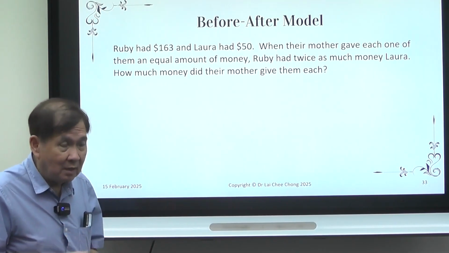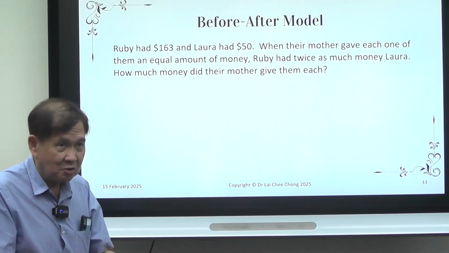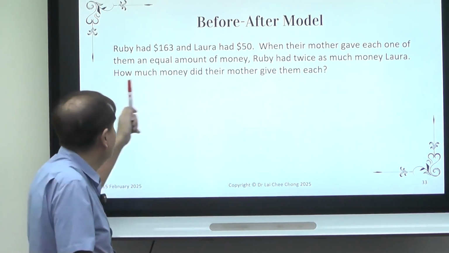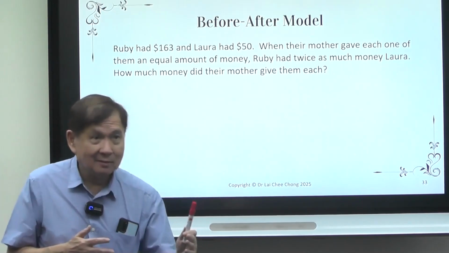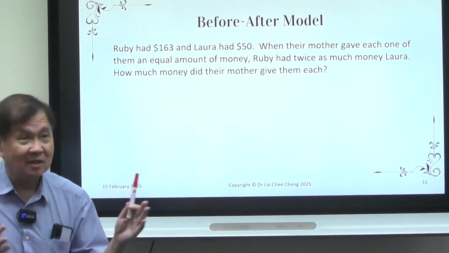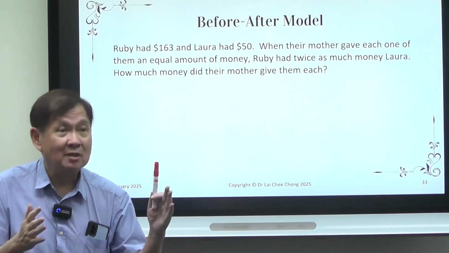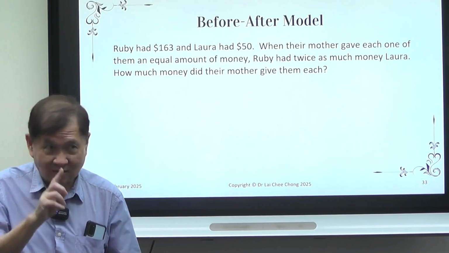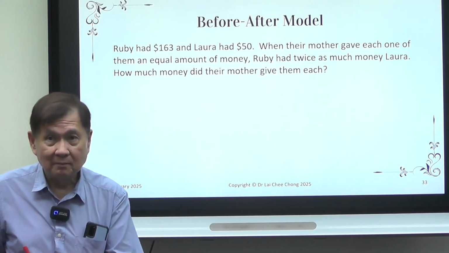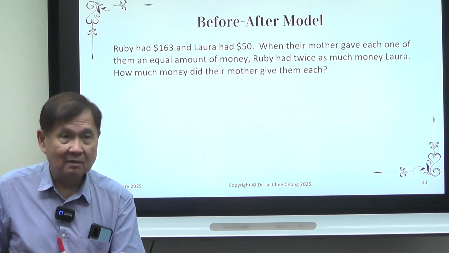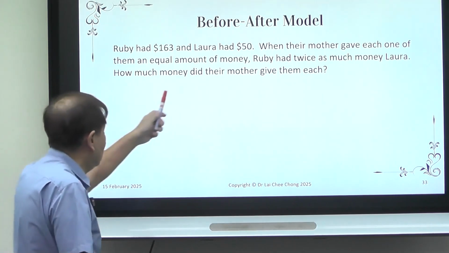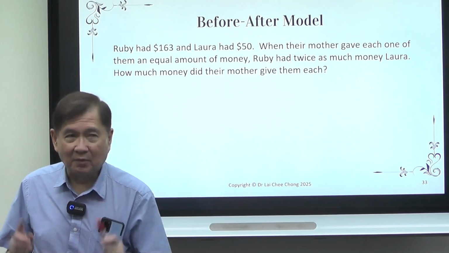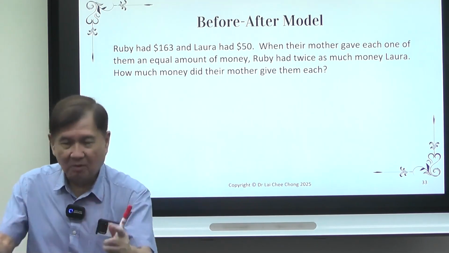But when the money was given by the mother to the two children, it appears that Laura has a bit more money. Because at first, if you look at the ratio, it's a lot wider, but now the ratio is only 2 times as much. So that's the kind of thing here. Something changed at the end of the day. The question is, how much money did the mother give to each of them? So the unknown is the amount of money the mother gave to both of them.